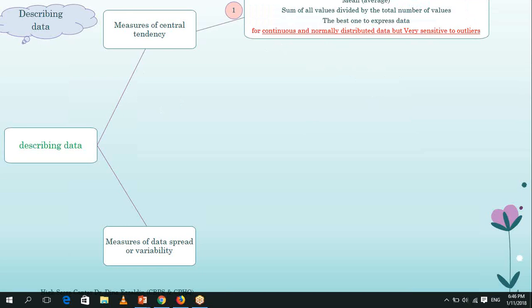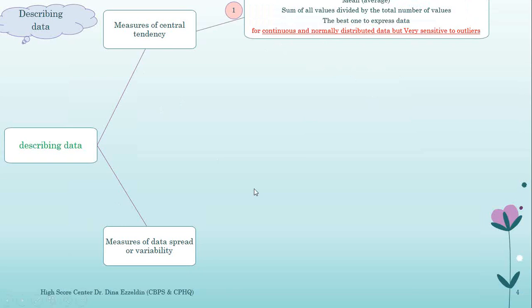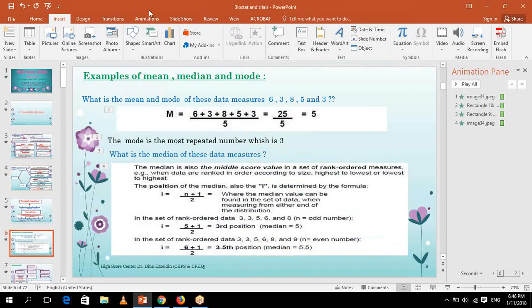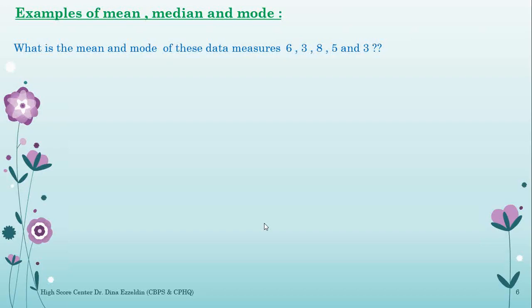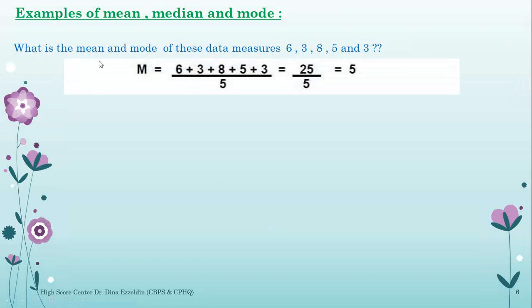What is the meaning of sensitive to outliers? The meaning is that there is a big number among the data. Let us see an example to be clear. We have data readings and we want to calculate the mean. The measures are 6, 3, 8, 5, and 3. So the mean is 6 plus 3 plus 8 plus 5 plus 3 divided by the number of elements, which is 5. So it's 5. So 5 is the central tendency. It's the number in the middle and the other numbers are around it.